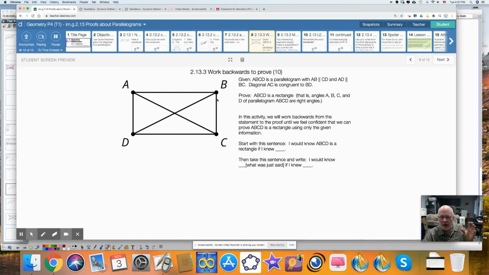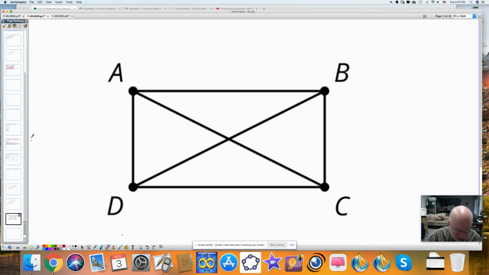I would know ABCD is a rectangle if I knew, and then we're going to work it backwards. I'm going to show you my conversation. We would know ABCD is a rectangle if we knew that all of the angles are right angles. So I could write, this is a right angle, this is a right angle, this is a right angle, and this is a right angle. Then I would know that all four are right angles if I knew that angle D and angle C were right angles, because in a parallelogram, opposite angles are congruent, so that would make this true. I would know that this angle is 90 degrees and this one is 90 degrees if I knew that these two angles were congruent.